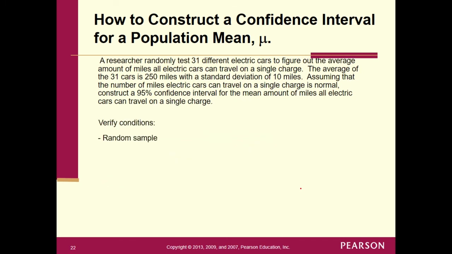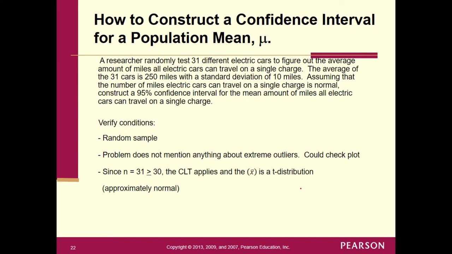So let's verify our conditions. We took a random sample. The problem does not mention anything about extreme outliers, but we could check our plot. Now, for the third one, you have your choice. I used the central limit theorem because n is 31, which is greater than or equal to 30, so the CLT applies, and the sampling distribution of x bar is approximately normal. But what else could we have used? I said that x was normal, so you could have used that. You had both. I chose to use the CLT because I didn't use it in the last problem.